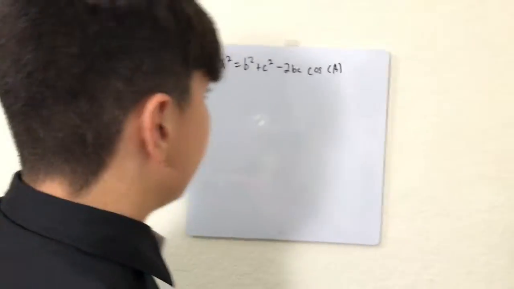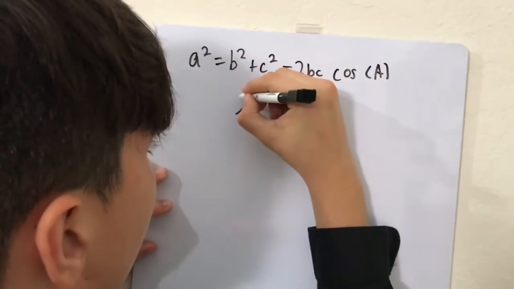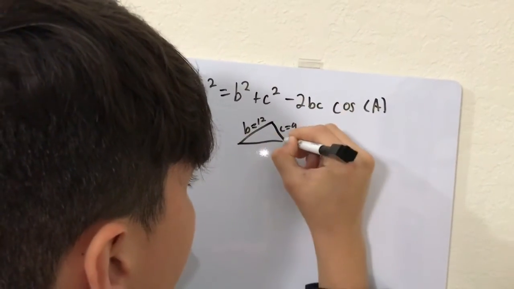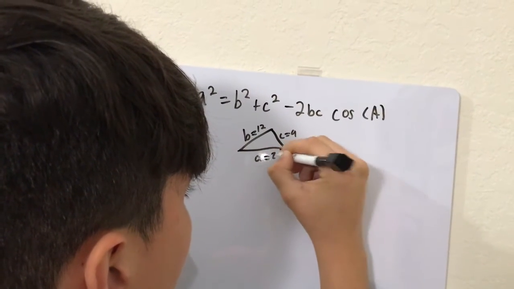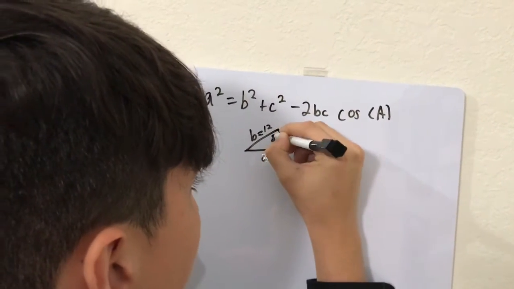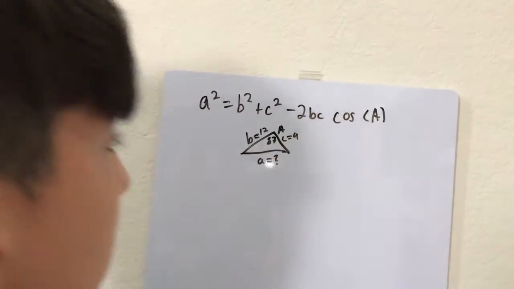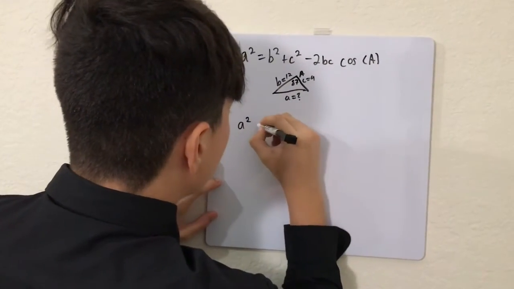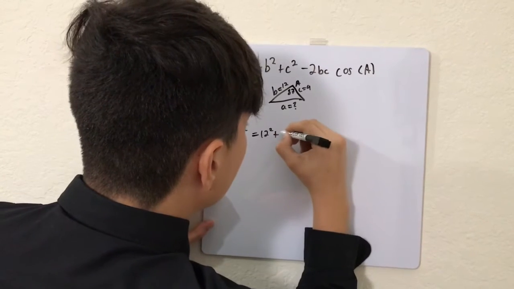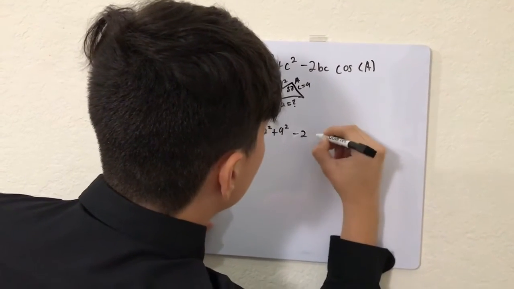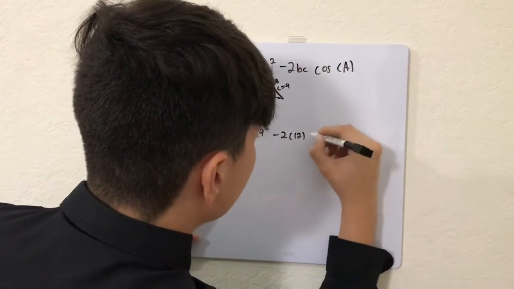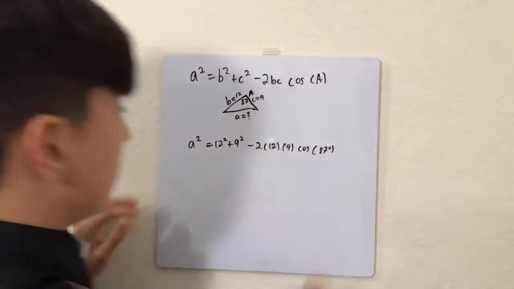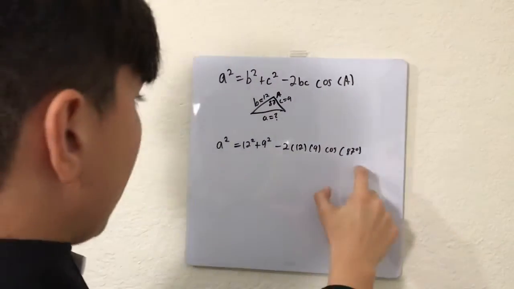For an example I have for you, let's say b equals 12. There's going to be our b. c is going to equal 9. And a, we don't know yet. But we do know angle A, which coincides with side a. So we're going to use the law of cosines. a squared equals 12 squared plus 9 squared minus 2 times 12 times 9 times the cosine of 87, just like that. All we did was plug everything in.